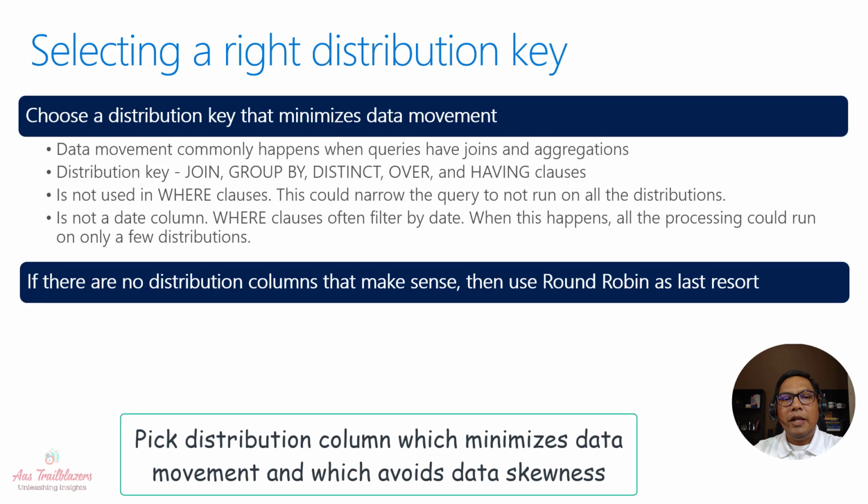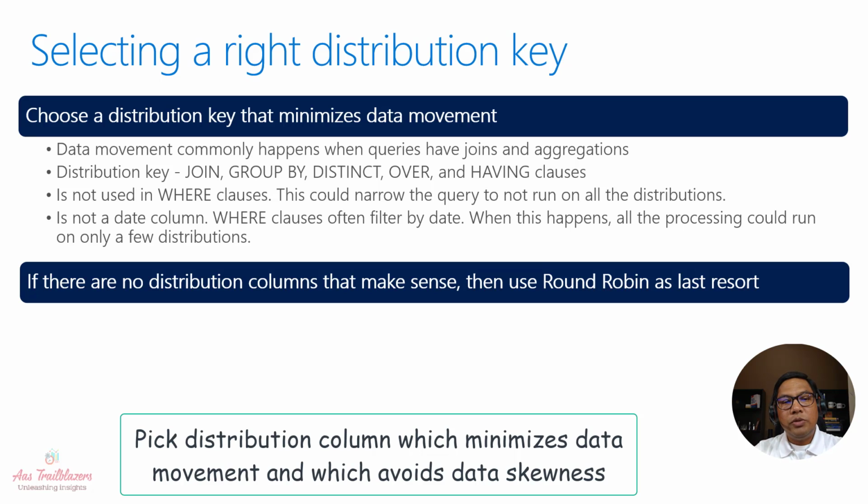Now, one thing we have to keep in mind when choosing a distribution column is how we can minimize the data movement. And as we know, data movement commonly happens when queries have joins and aggregation. So ideally, your distribution column or distribution keys should be on the columns which are being used in join, group by, distinct, over, or having clauses. It should not be on any column which is being used in the where condition or filter condition. We just talked about date and how it can be filtered out to leave only unbalanced data for processing.